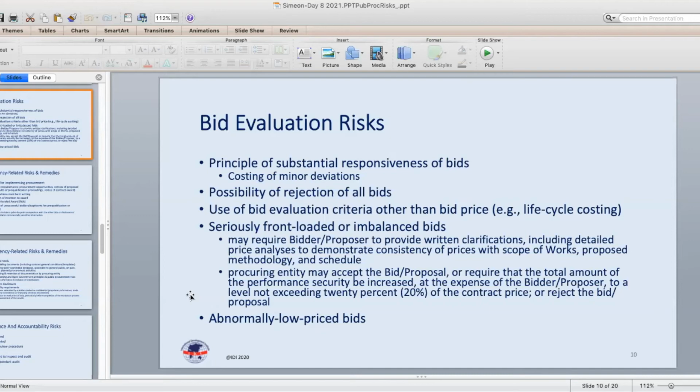They should be evaluated, even if they don't result in the rejection of the bids, just out of fairness to the other competing bidders who may not have such deviations, and also out of fairness to the procuring entity, since some deviations, even though they're minor, may involve additional costs for the procuring entity. So those should be taken into account. Okay, just to mention, I won't go into it, is the risk of front-loaded or imbalanced bids. And those are also the subject of mitigation provisions in the standard procurement documents of the World Bank.